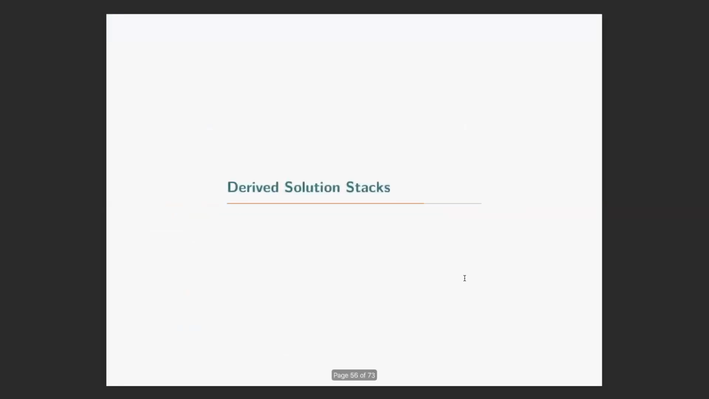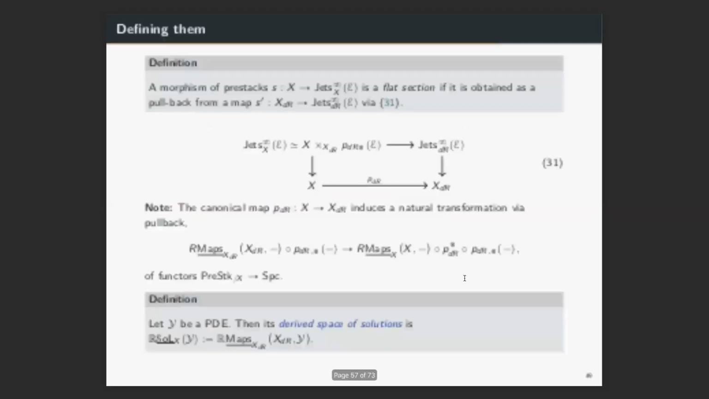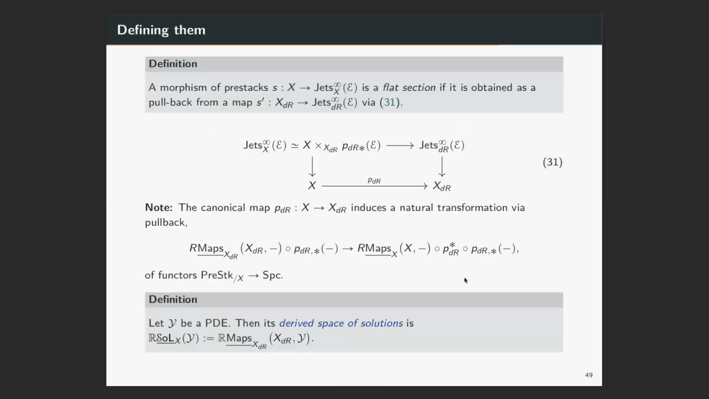Okay, so derived solution stacks, and let's finish in 1.5 minutes. So a morphism of pre-stacks is a flat section if it's attained by pullback. So by this pull-push type thing we just saw with this P de Rham star, lower star and upper star, it fits into this kind of a diagram. And so if you're taking a section here on the right, the one on the left is declared as a flat section if it's pulled back from here. So by abstract nonsense with some kind of functorialities with mapping stacks, you get some natural transformation induced by this.